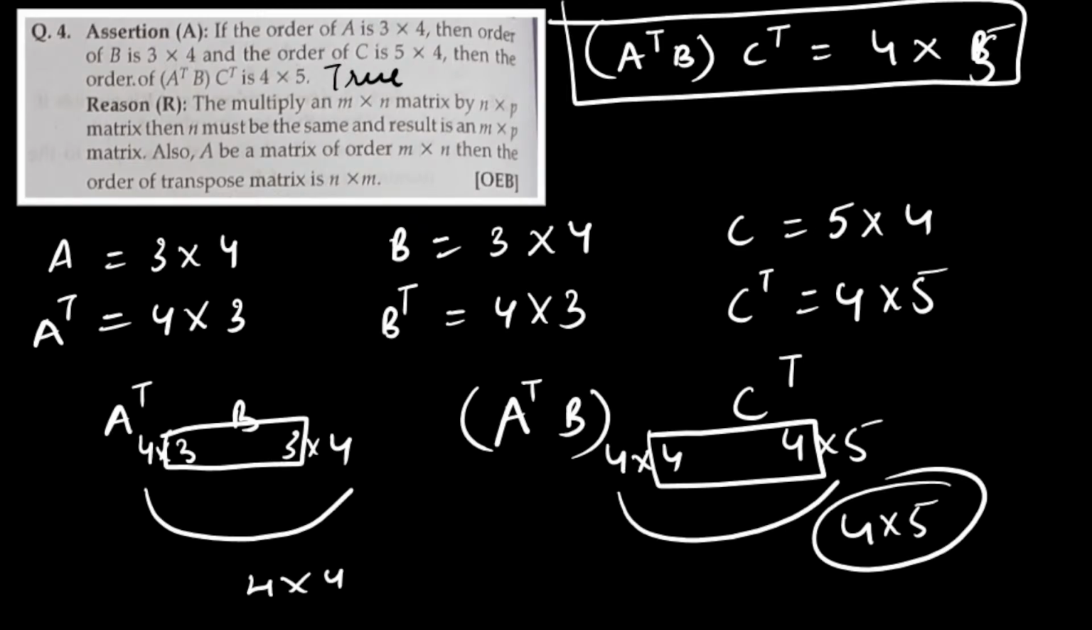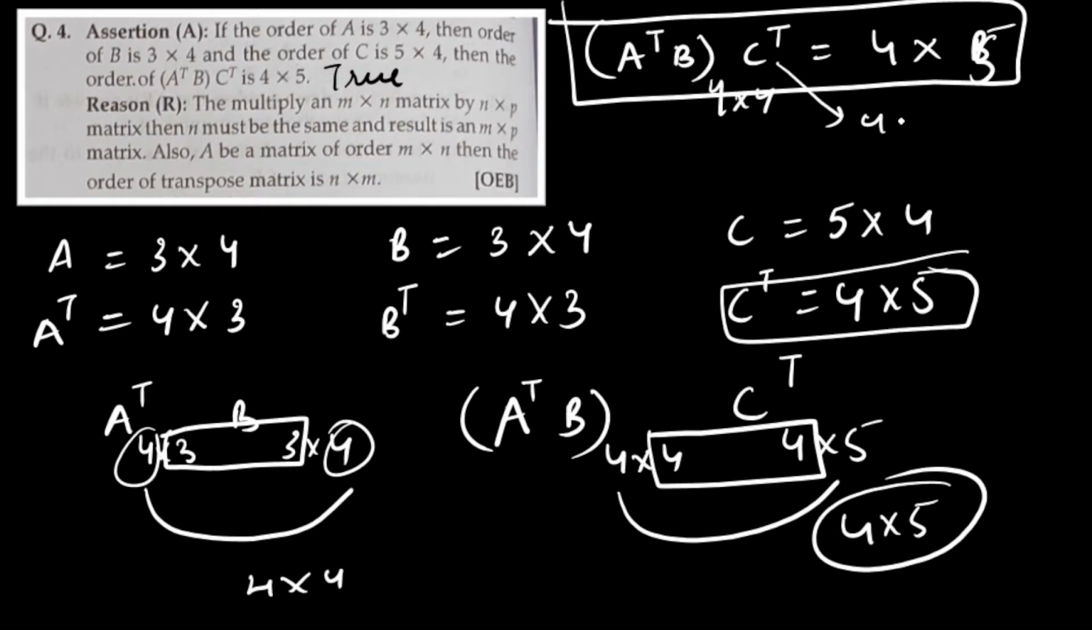While doing multiplication, I have told you the outer numbers give us the order of the resultant. First of all, I found the order of A transpose into B is 4 by 4, and C transpose order is 4 by 5. So if we do its multiplication, the order of the resultant will be the outer ones, 4 by 5. So A is true.